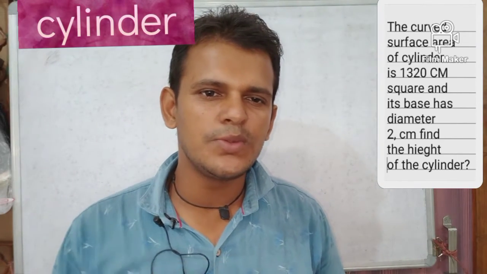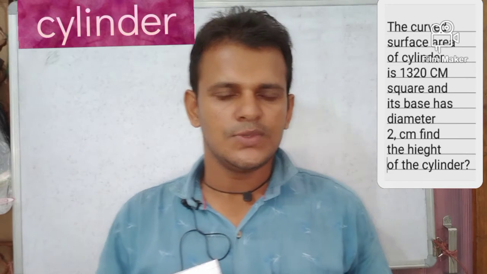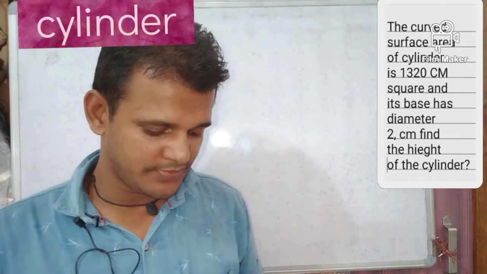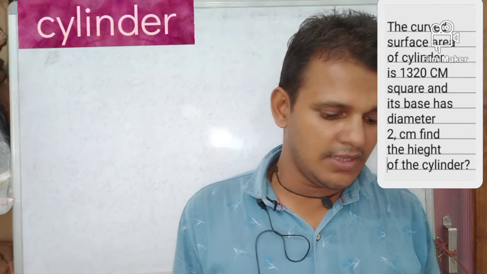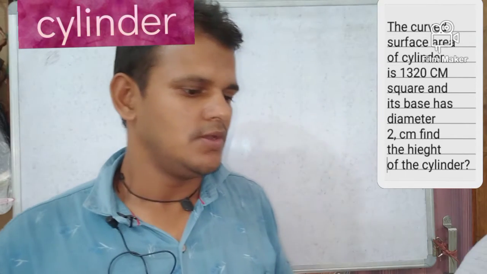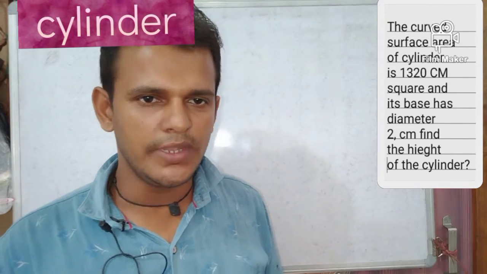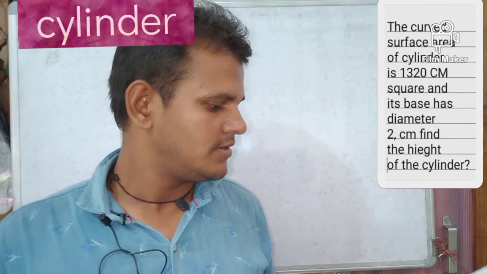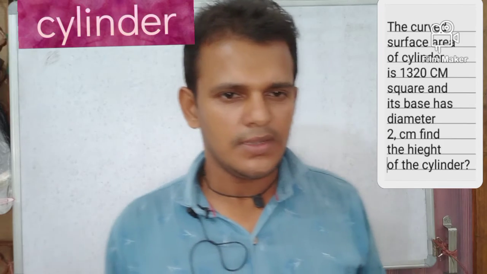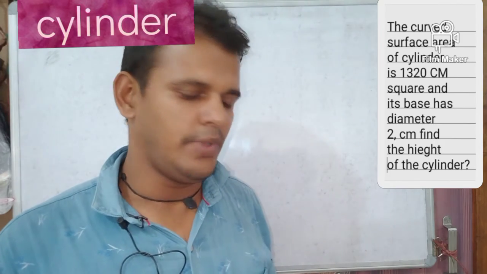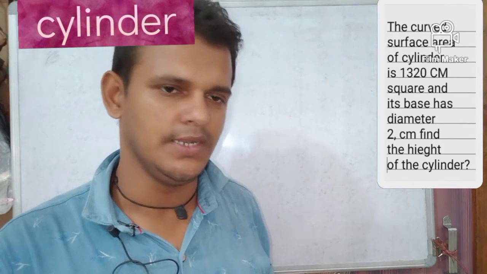The topic we are going to look at today is cylinder. So today's first question is: the curved surface area of a cylinder is 1320 centimeter square and its base diameter is 21 centimeter. Find the height of this cylinder.